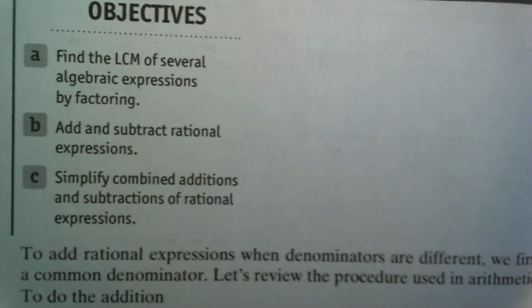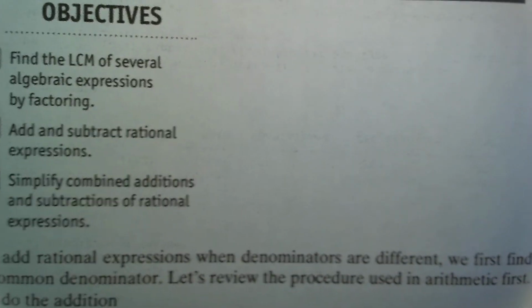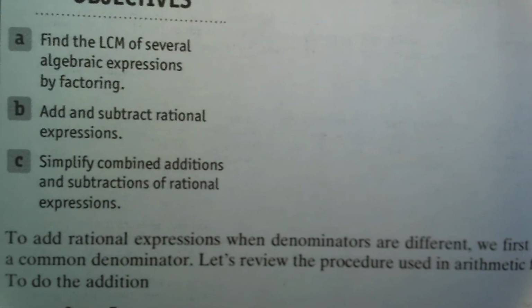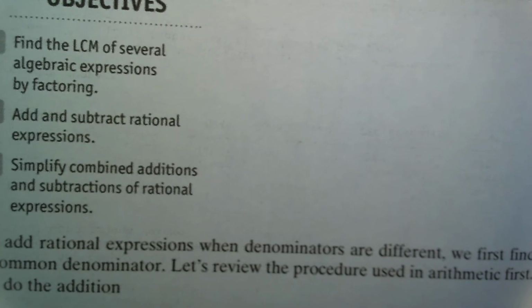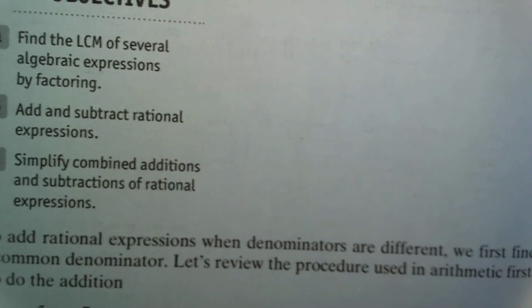And as I mentioned before, rational expressions are a lot like rational numbers, and when we add rational numbers like fractions, when the denominators are different, then we first find the common denominator. So let's review the procedure to find a common denominator. And really the objective is not just to find the common denominator, we want to find the least common denominator. And so let's look at an example.